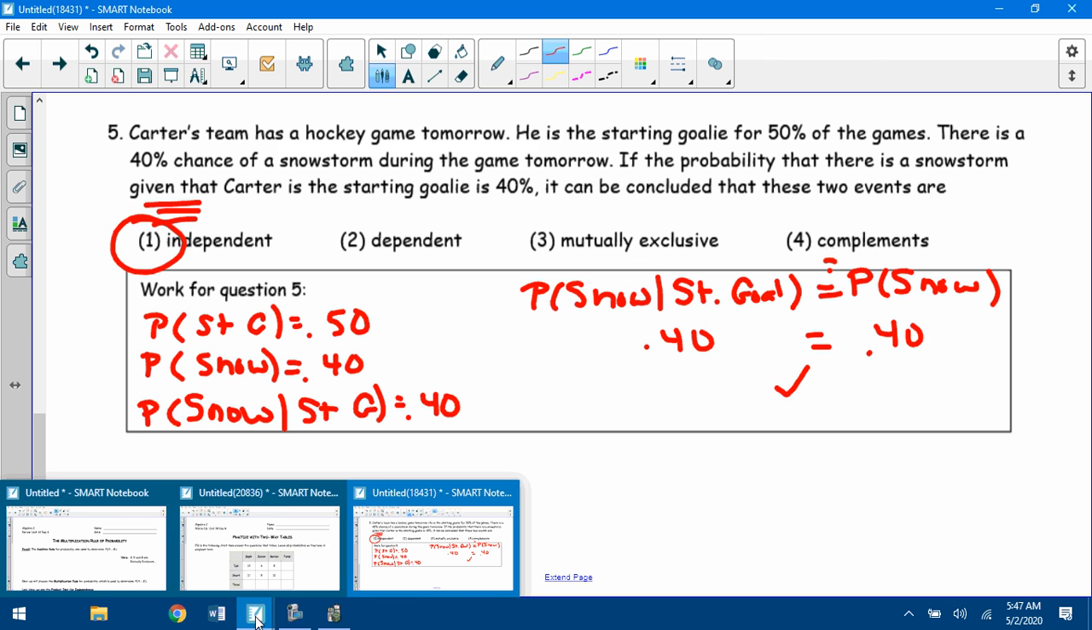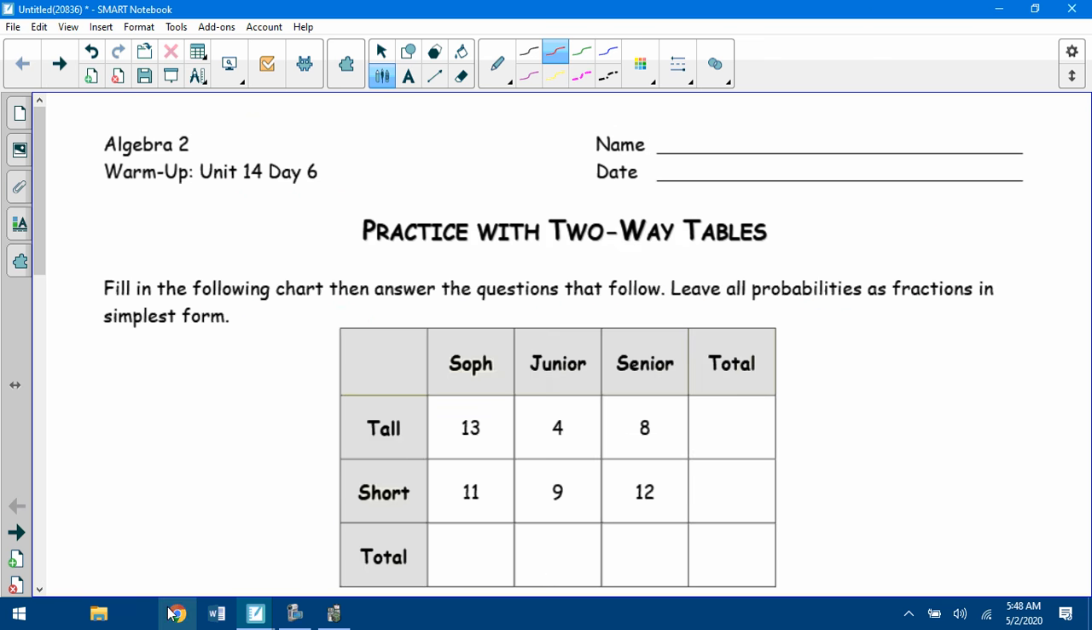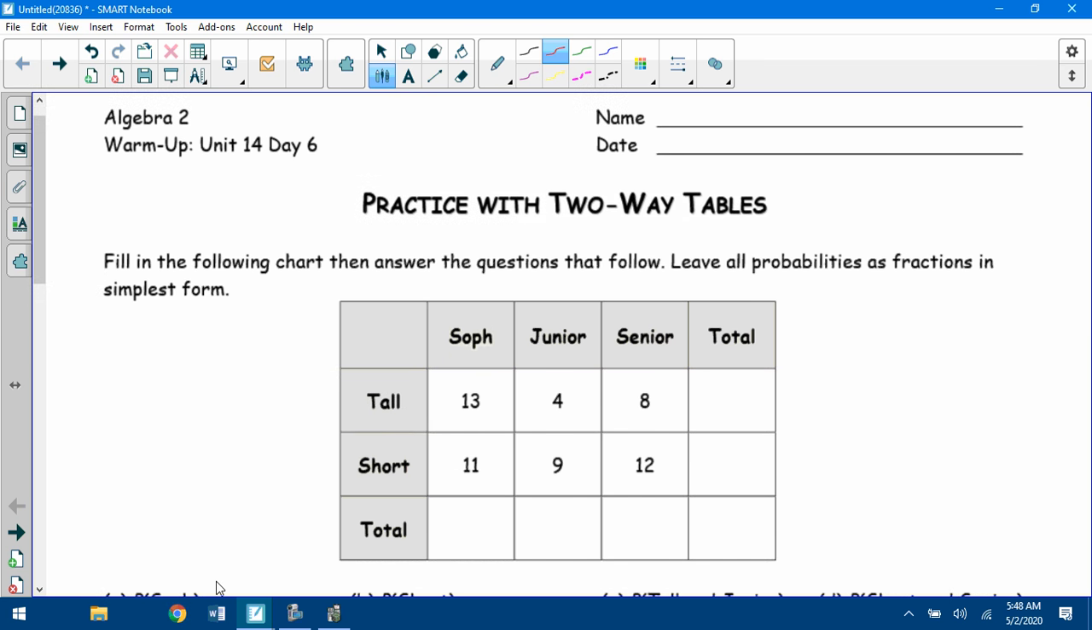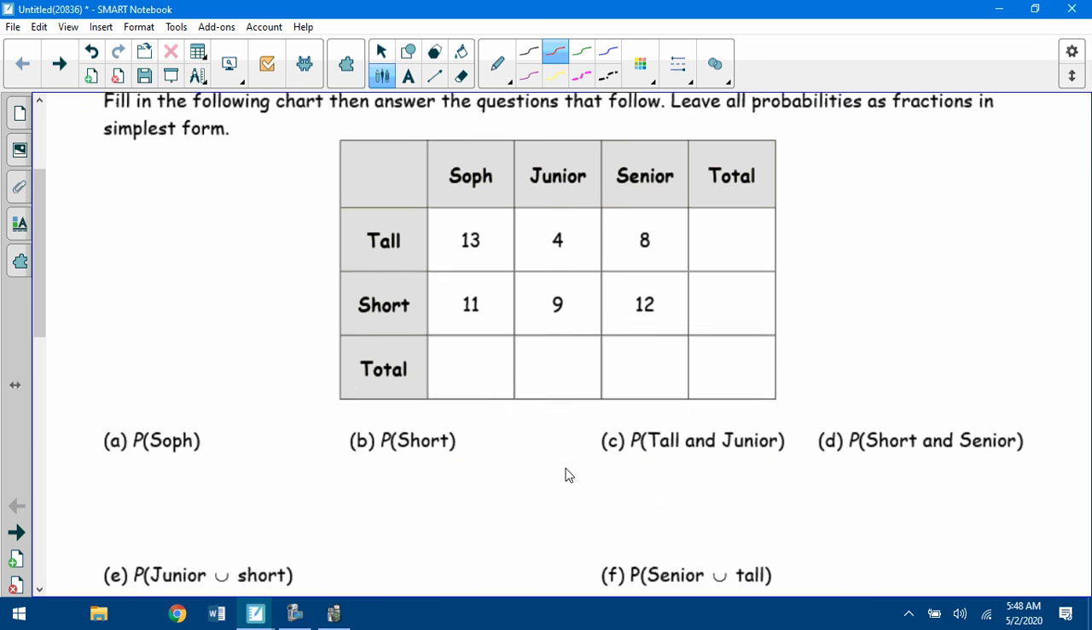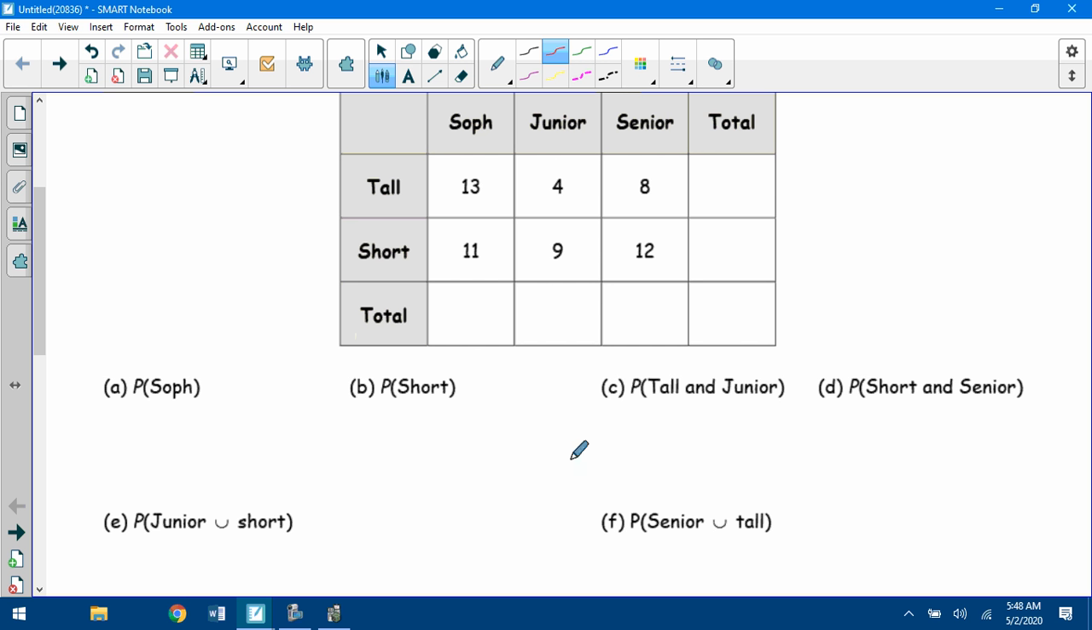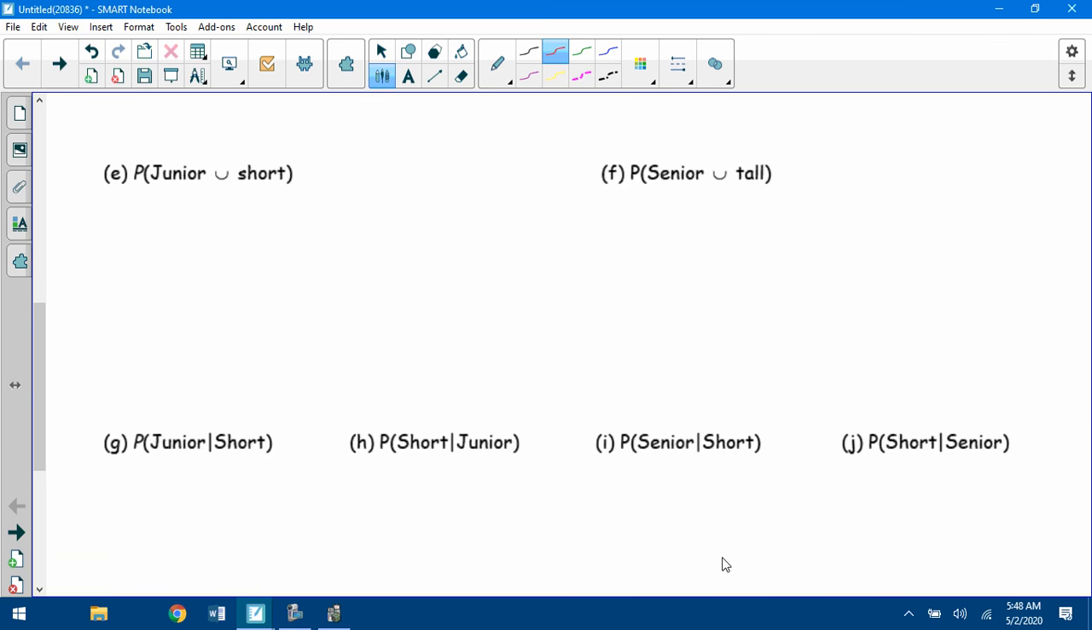Okay, hopefully that clears those up. I want to do some practice with two-way tables. So you should have gotten a blank copy of this. If you do, pause the video and go through and fill these out. That's the table I want to do. You might want to copy that down. Then I want to do all of these probabilities plus these ones.